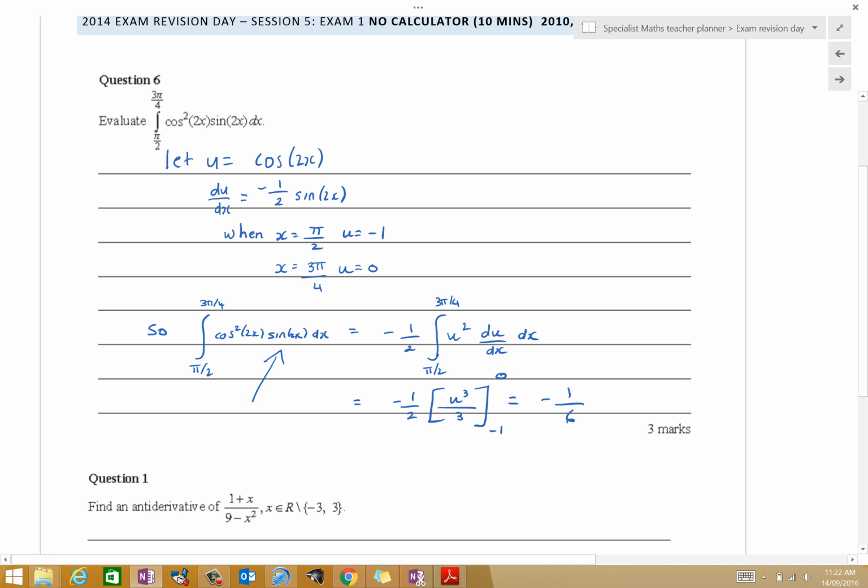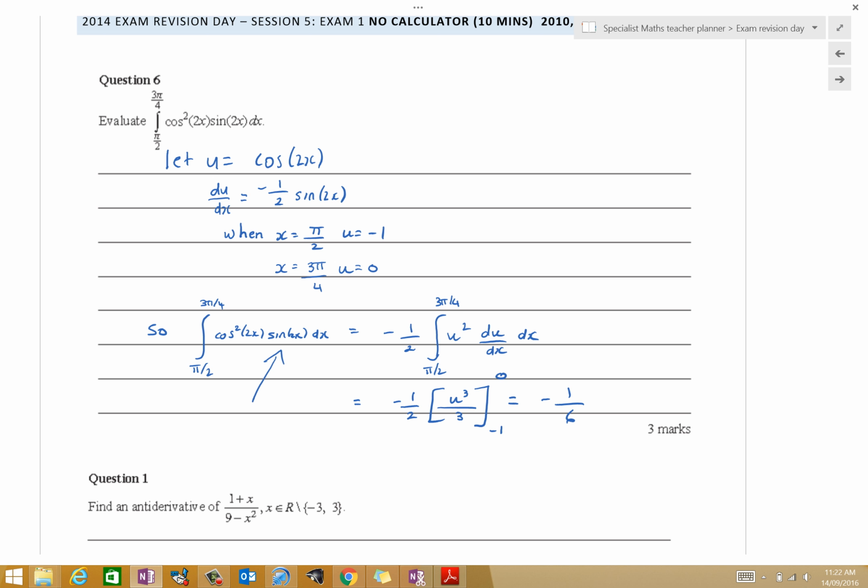Now I guess you could have flipped them around if you would have liked. You could have flipped them around, cancelled out the negative and made it 0 to 1. Either way, I've just done it that way, and the answer there is -1/6.